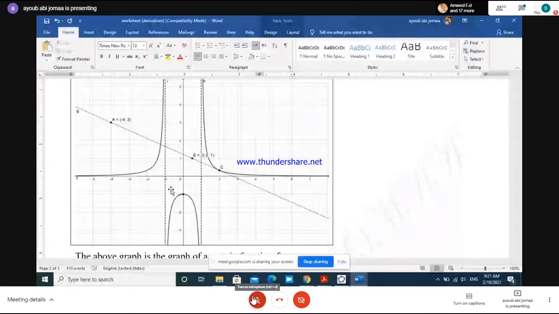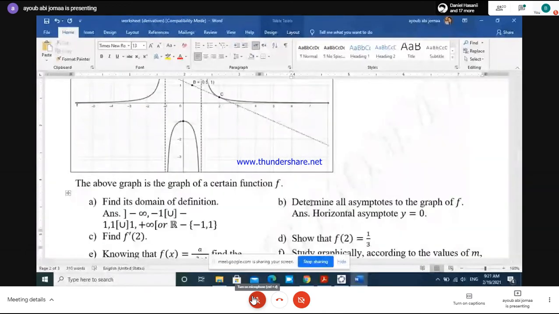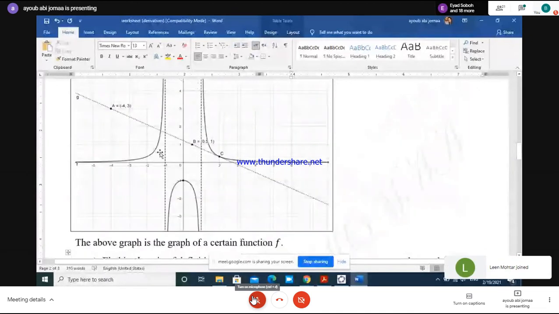This line is a vertical asymptote. We're not asking about the slope of this line. The question just mentions that from the graph we determine all asymptotes. We have x equals -1 as a vertical asymptote.